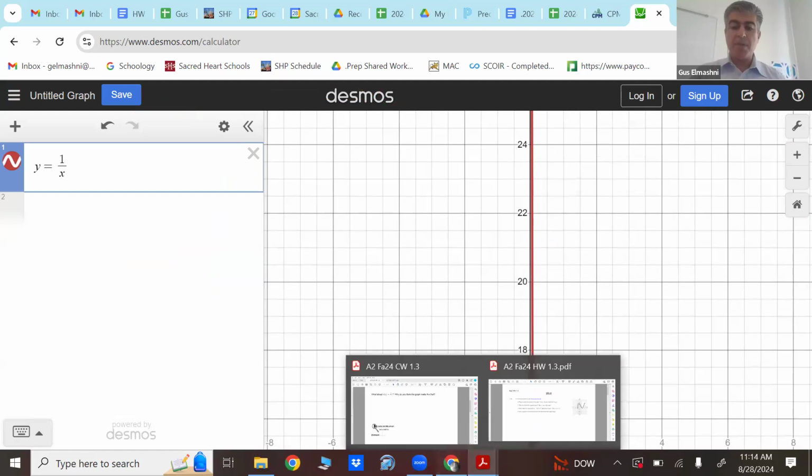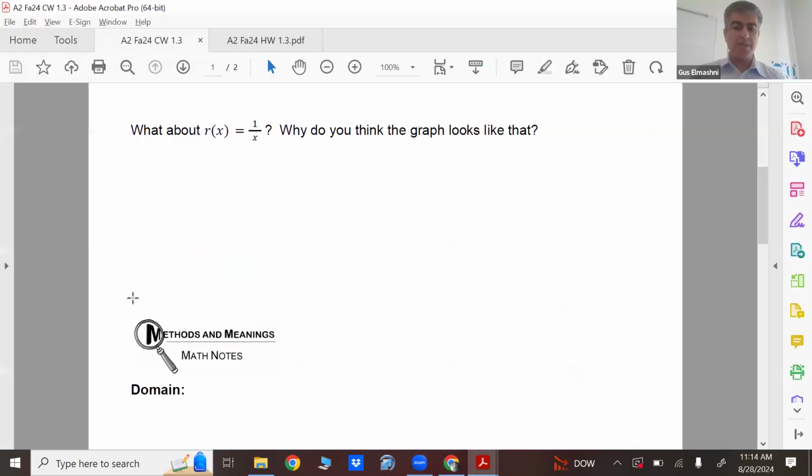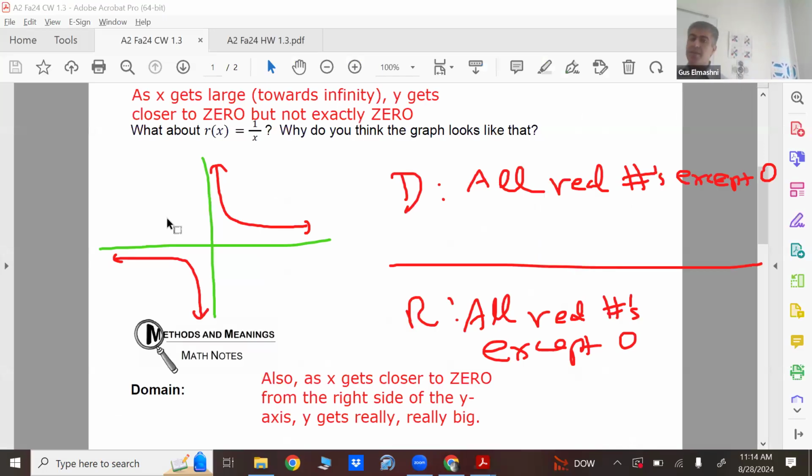And the same thing happens on the other side of the y-axis. So you can apply the same principle to the other side. If x is going towards negative infinity, or if x gets closer to 0 from the left side of the y-axis, you get the same thing. So that's what's happening there. These are things we'll explore later on in the year. We'll get really deep with these kinds of functions.